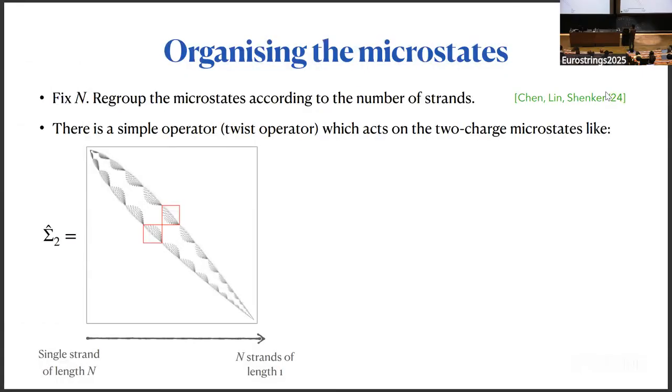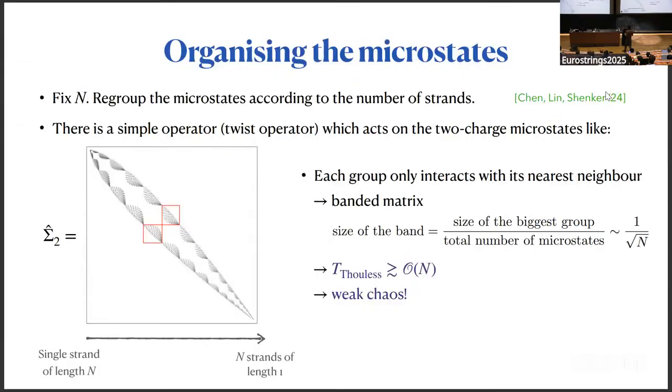So what Shen, Lin, and Schenker have shown is that there exists a simple operator, the twist operator, that acts on the 2-charge states in the following fashion. This means that each group only interacts with its nearest neighbor, which means that we have a banded matrix, and the relative size of the band is equal to the size of the biggest group divided by the total number of microstates, and scales like 1 over square root of N.